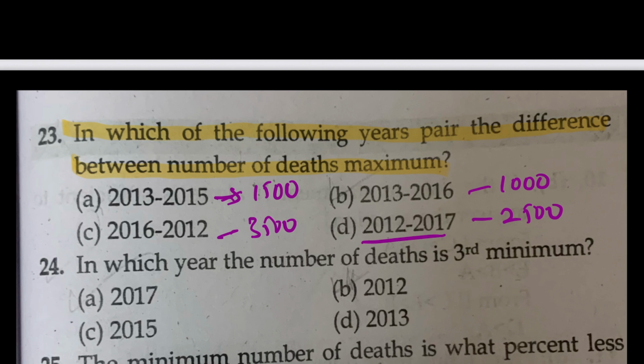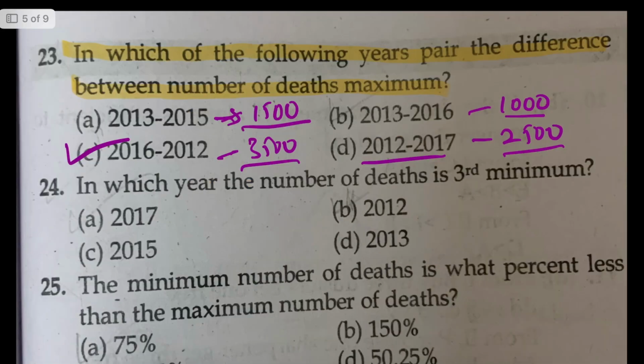Now we need to compare which is the highest death difference. As you can see, 1500 and 1000 are less, 2000 is less, and 3500 is the highest one here. So the answer will be C. I hope you understand this. We'll see the 24th question.